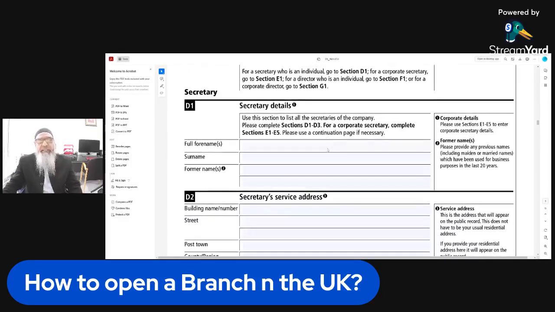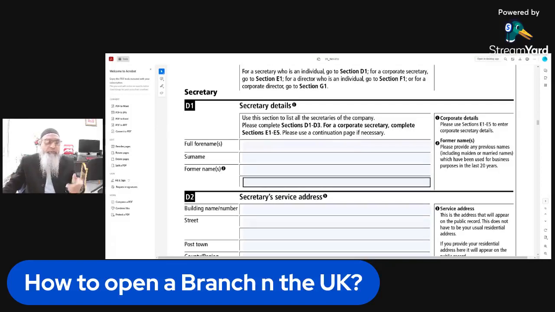Number 1, D1, secretary. Use this section to list all the secretaries of the company. Please complete section D1 to D3. For a corporate secretary, complete section E1 to E5. Please use a continuation page if necessary.